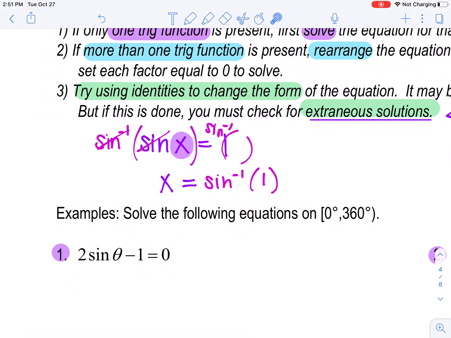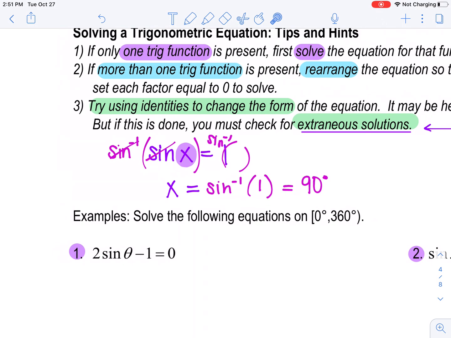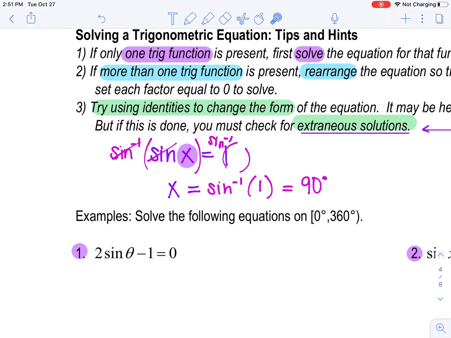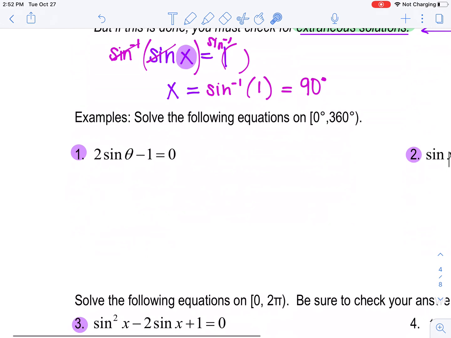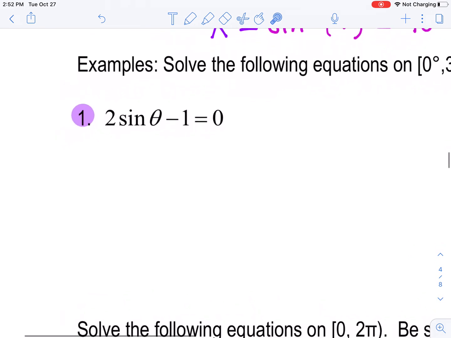And so now we're asking ourselves, what angle, right? What angle would give us a sine value of 1? And for this one, we would say that would be 90 degrees, right? So this whole taking the inverse of both sides is how we're going to actually isolate the trig function. And we'll see that right here in this first example, number 1.